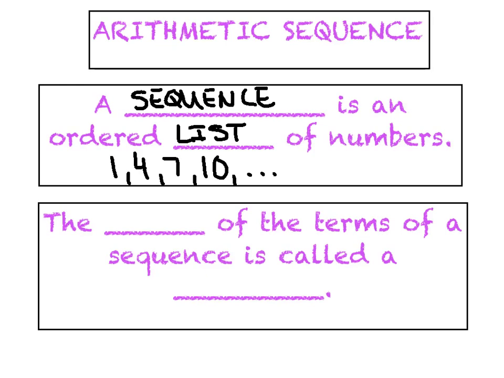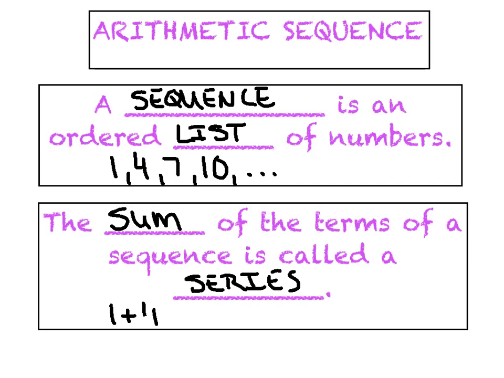Now, the sum of the terms within a sequence is called a what? Hopefully you just spit out the word series. So basically, if we delete those commas and replace them with a plus sign, and we said 1 plus 4 plus 7 plus 10 plus ... Now adding those terms together would be called a series.